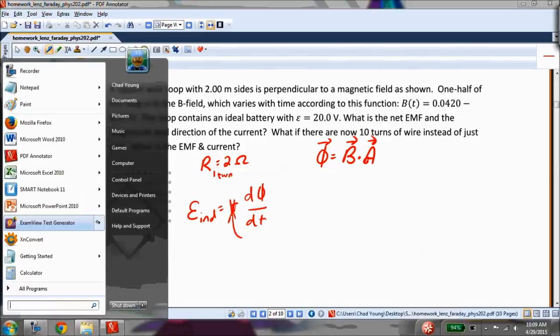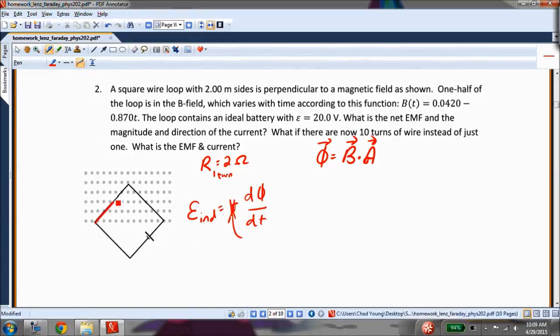My area is the area of this square that's within the magnetic field. So I had a square that's 2 meters by 2 meters, so the area of the whole square is 4 square meters. And it's going to be 1/2 of that: 1/2 of 2 meters times 2 meters. Or you can think of it as the area of that triangle, which is 1/2 base times height. And that's just equal to 2 square meters. All right, so that's my area.